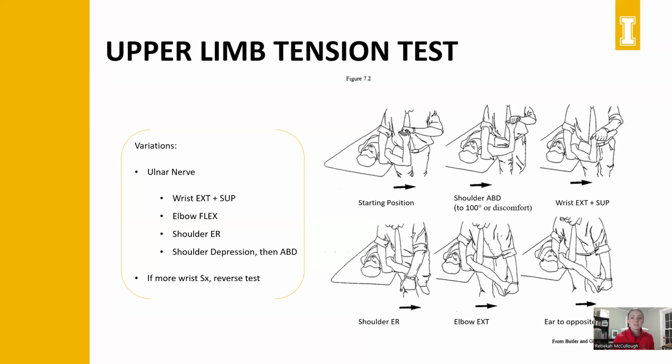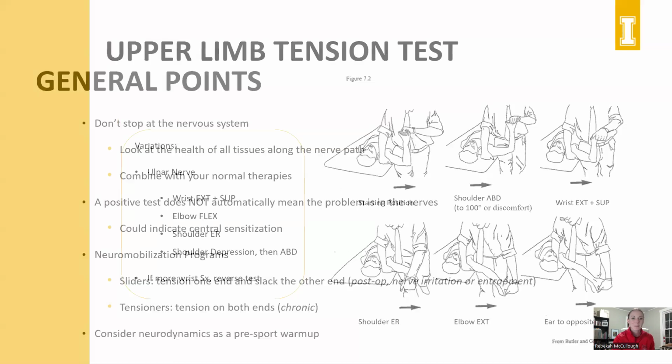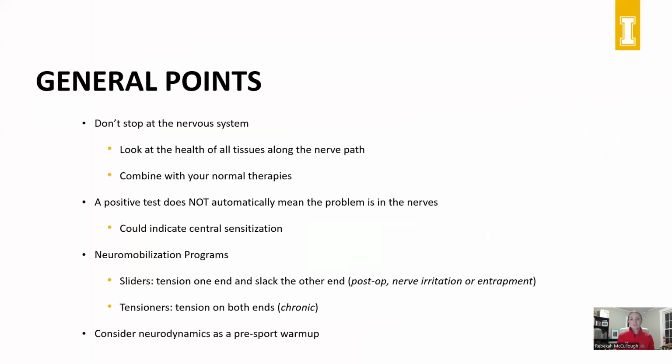So yeah, good things to try there. A couple other general points. Don't stop at the nervous system. This was something that David Butler had hit on a lot. You want to look at the health of all of the tissues along the entire nerve path. So again, everything is a continuum, everything is going to relate to each other.